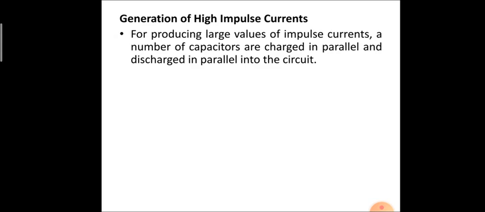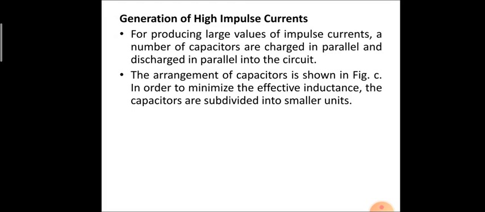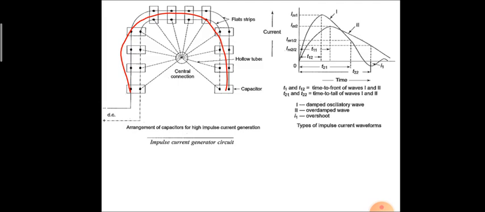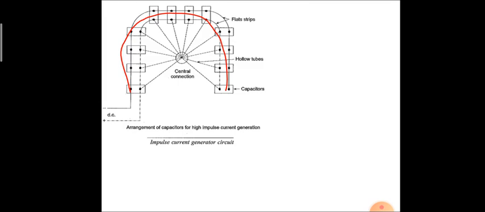For producing large values of impulse currents, a number of capacitors are charged in parallel and are discharged in parallel into the circuit. Unlike the multi-stage generator, where discharging was in series, here it is in parallel only. The arrangement of capacitors is as shown in this first figure.